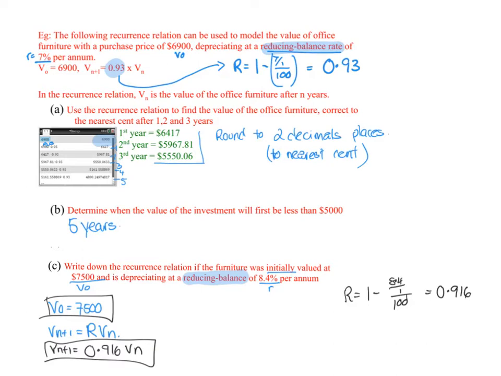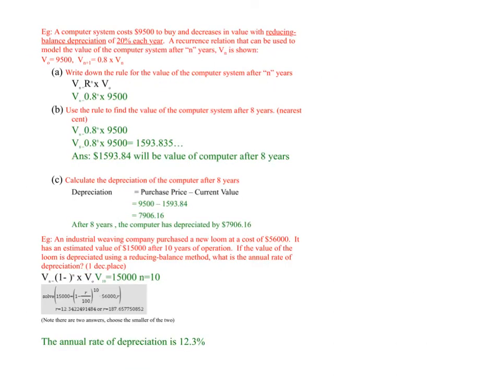All right, okay, so the next one, a computer costs 9,500. So here's my V0. To buy, and decreases in value with the reducing balance depreciation. See how they're always going to be telling you, so you know what formula you need to use. And then it says at 20% each year. So they gave you the little r. And when they said each year, that was their way of saying PPY equals 1.